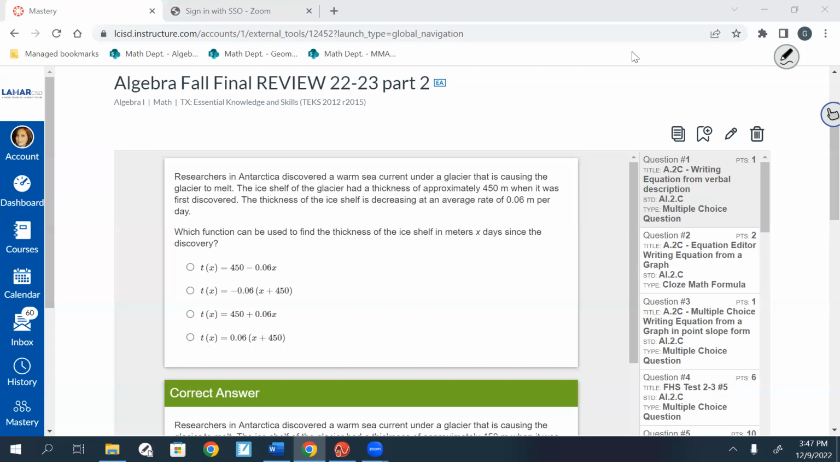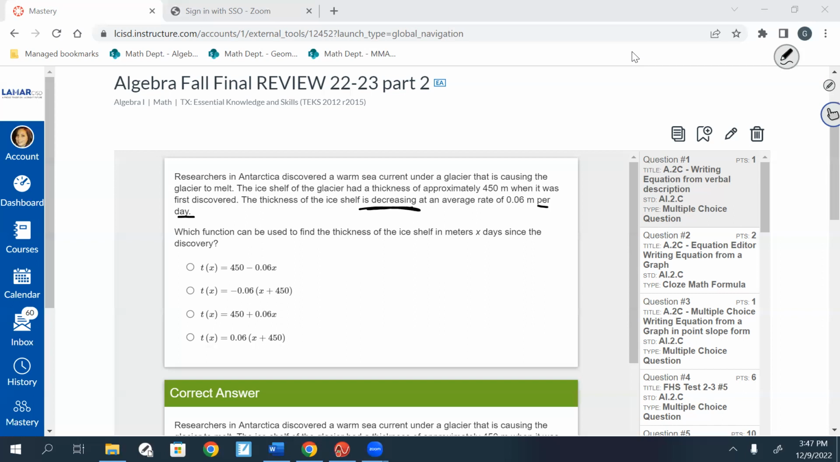So, y'all, what's happening with the ice? It is decreasing. So we're going to be seeing like a negative here. It's going down, right? And it's going down 0.06 meters per day. Now they tell us that it's starting out at 450. So we need to look for an equation that shows we're starting at 450 and then we are subtracting this 0.06. And again, the per day here, that's going to tell you that that's happening more than once. So that's where our x is going to be.